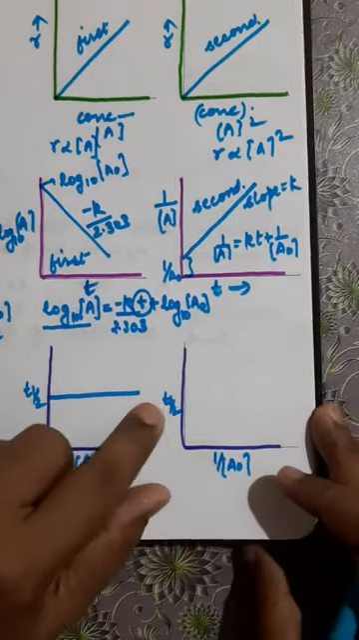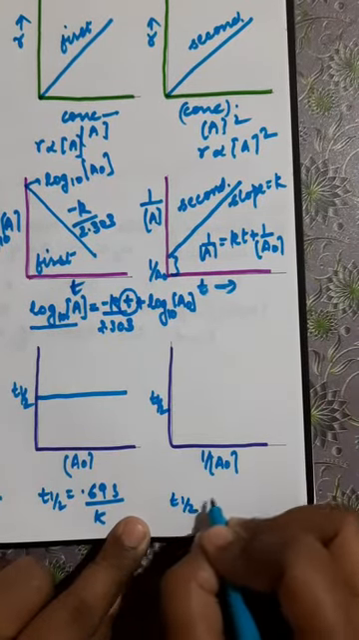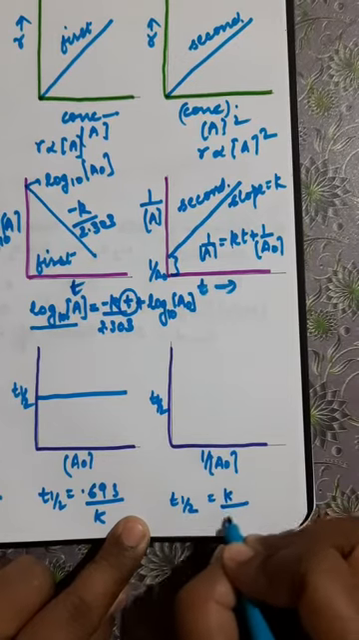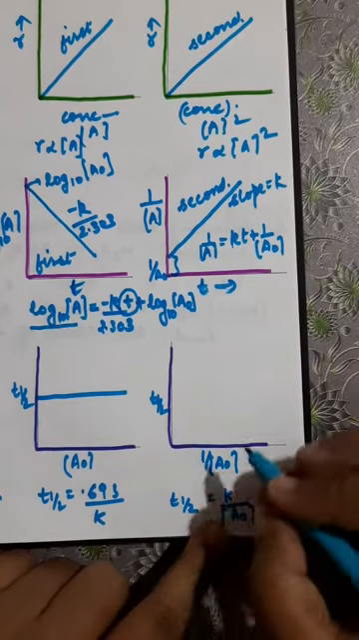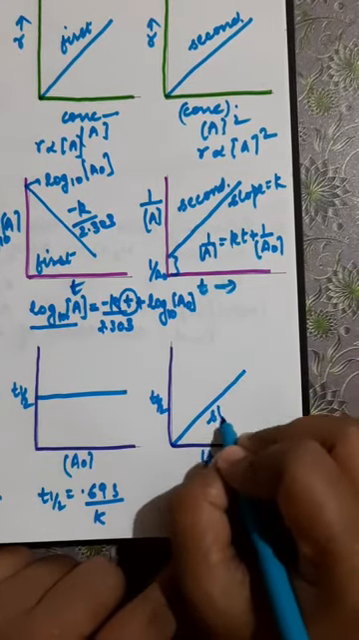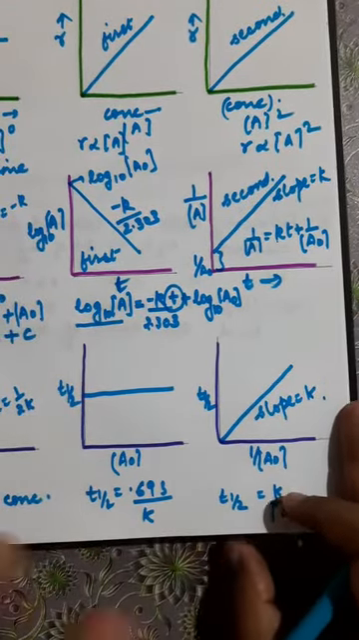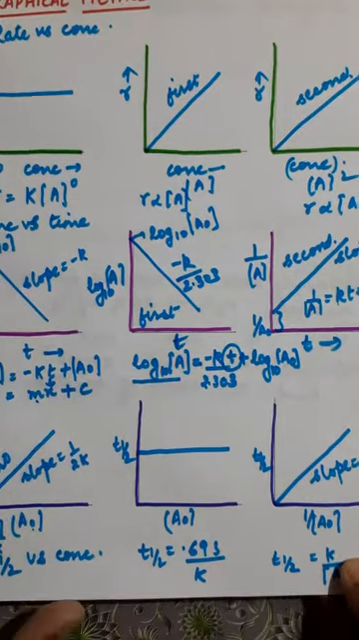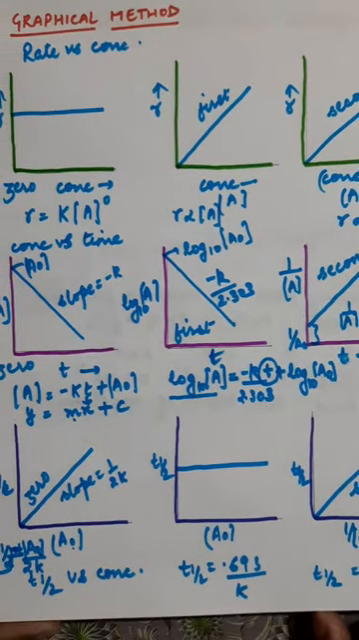Third one is, if we are plotting T half versus 1 upon A naught, see T half for a second order reaction is equal to 1 upon k A naught. So we are plotting T half with 1 upon A naught, we will get a straight line with no intercept and slope is equal to k here. So all the graphs for all of these will be different, and we can identify the order of the reaction. So this is the third method, that is the graphical method.